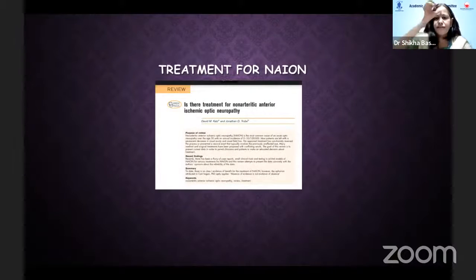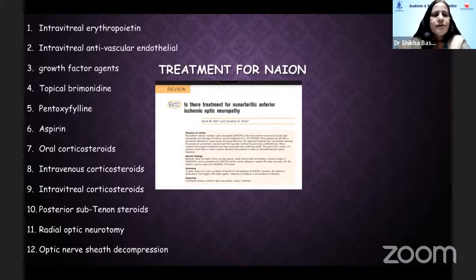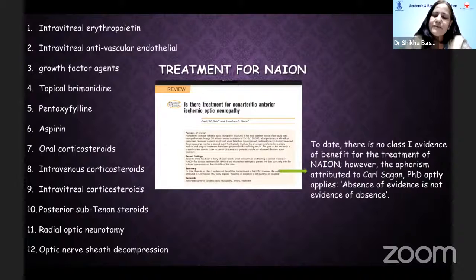Coming to the treatment for NAION, a beautiful review article by Dr. Jonathan Trope. He has listed out all the possible treatment modalities that have been tried for this condition. And in conclusion, he's written that to date, there's no class 1 evidence of benefit for treatment of NAION. But as the saying goes, absence of evidence is not evidence of absence.